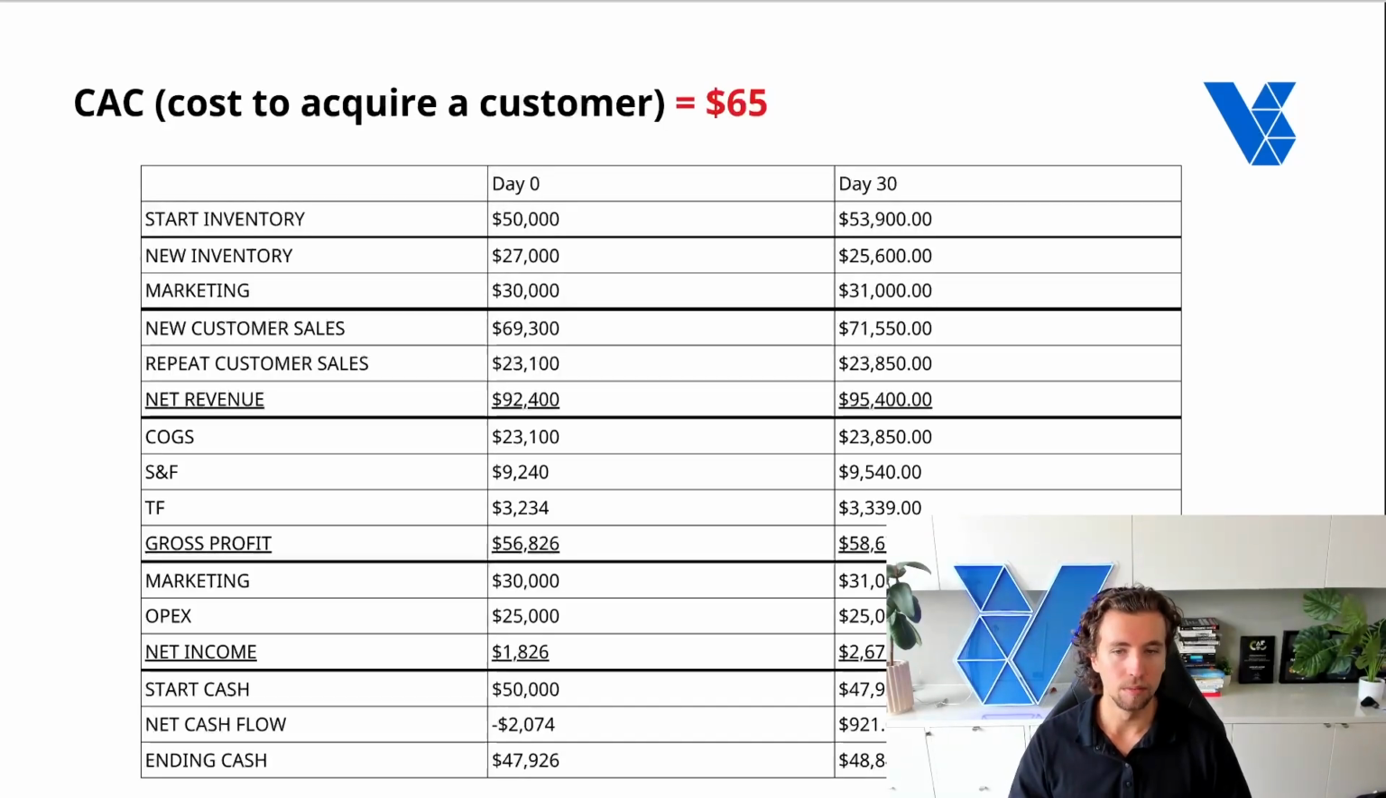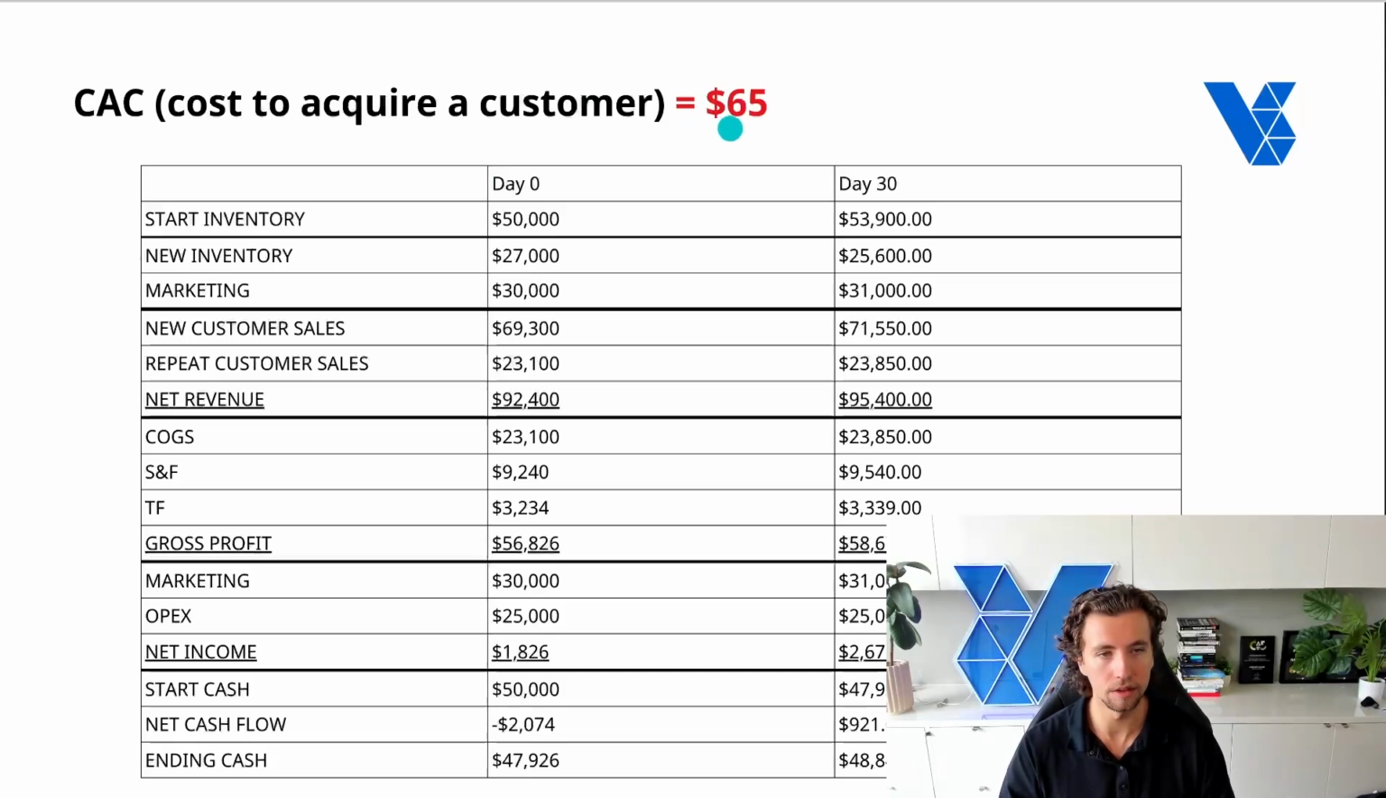Starting off with CAC, which is the cost to acquire a customer. In this model, we've assumed that your current CAC is $65. What's going on here is on month 1, day 0, you have a starting inventory of $50,000 in stock. You do an inventory purchase of $27,000 to fuel for the month of revenue. You have $30,000 going towards marketing. You have top line revenue of $92,400, which is broken down accordingly based on new customer and repeat customer sales.